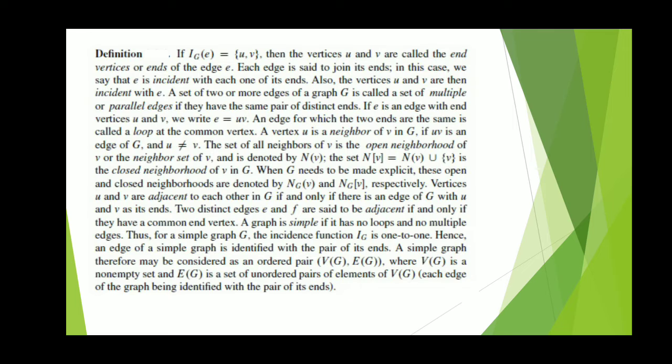And next, we have already seen the incidence of an edge to a vertex. Now the parameters are the same. If you consider two vertices or two edges, then we can use the term adjacent. The vertices U and V are adjacent to each other in G if and only if there is an edge in G with U and V as its ends. So if between U and V there is an edge, then U and V are adjacent. Like that, two distinct edges E and F are said to be adjacent if and only if they have a common end vertex.